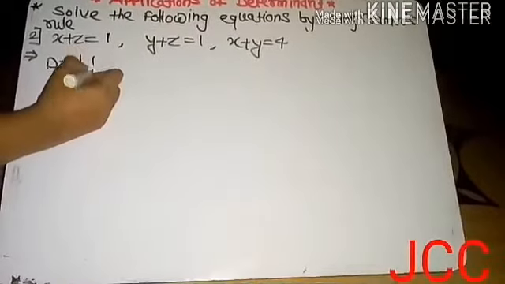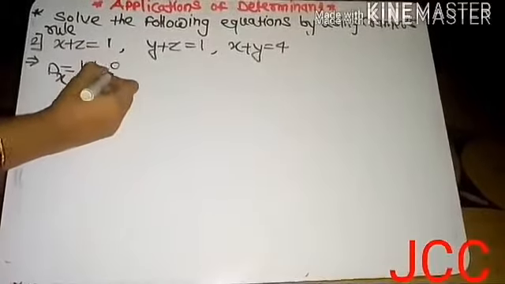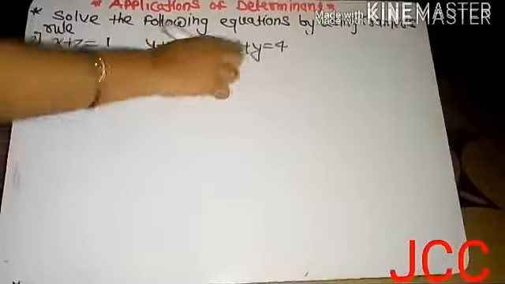Now we solve dx, that is for dx we replace the first column by right side elements, means we write 1 1 4. In second column coefficient of y, there is not y, 0 1 1. In third column z, coefficient of z means 1 1 and 0.